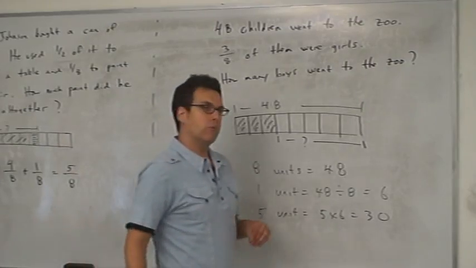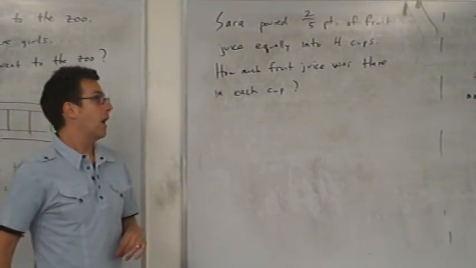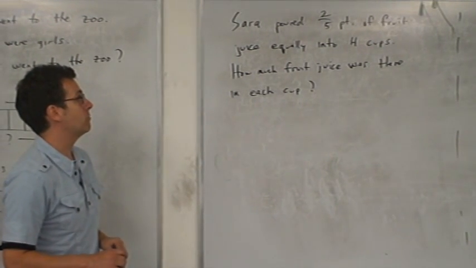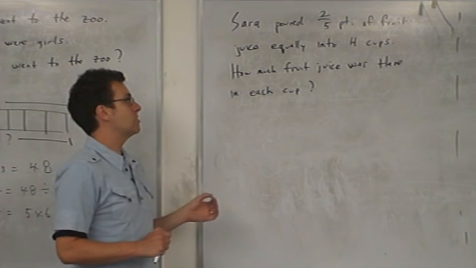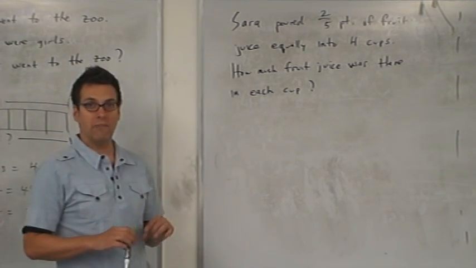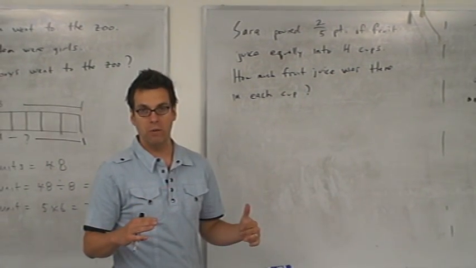Okay, so now we move on to a couple of problems I took out of a 5th grade Singapore text. The first problem reads, Sarah poured 2/5 of a pint of fruit juice equally into 4 cups. How much fruit juice was there in each cup? Okay, so really we have 2/5 of a pint that we're dividing evenly among 4 people.